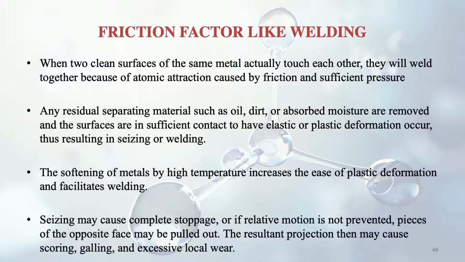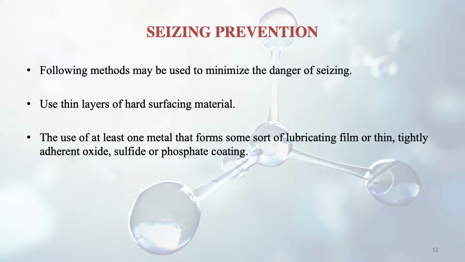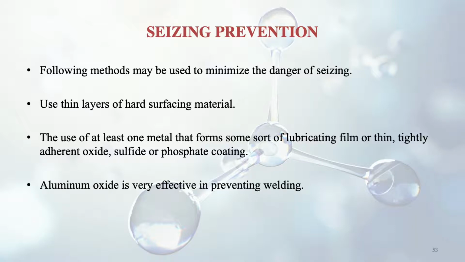So seizing prevention: how do we prevent this phenomenon of seizing? These are certain methods which I am giving to you to minimize the danger of seizing. First of all, use thin layers of hard surfacing material. Keep the layers thin. Use at least one metal that forms some sort of lubricating film or thin, lightly adherent oxide, sulfide or phosphate coating. So that should be used. Aluminium oxide in this case is very effective because it forms a certain layer.